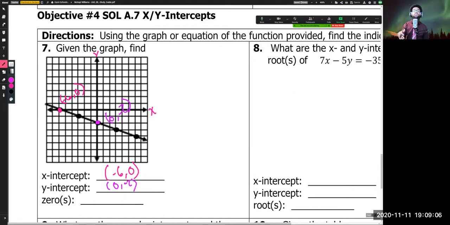Now, when we look at zeros and roots, those, for the most part, mean the same thing. Those are solutions to the equation. We're going to have the same number value as our x-intercept. So the zero of this equation isn't going to be an ordered pair. It's just going to be a number. So this one is going to be -6. All right. There goes number 7.